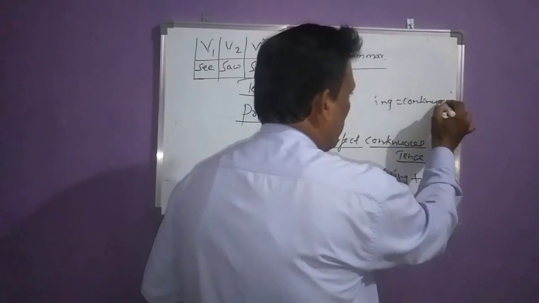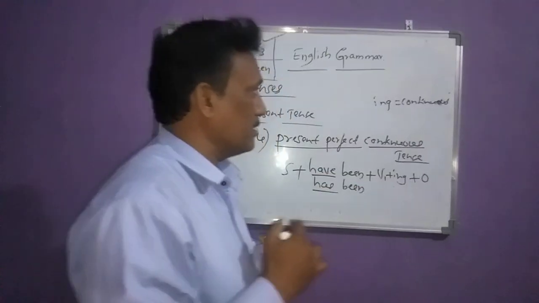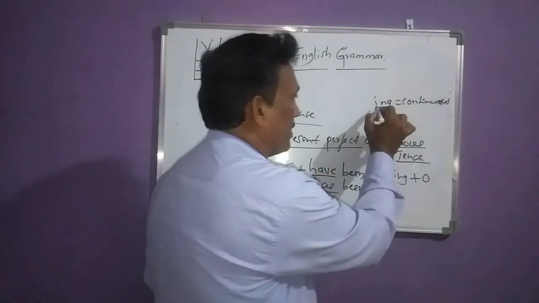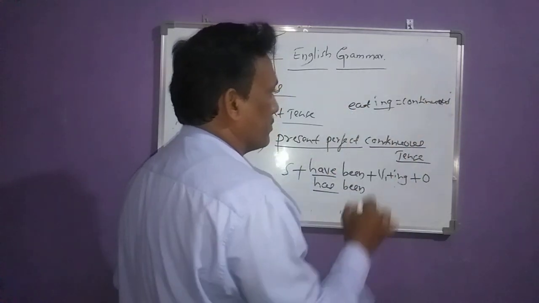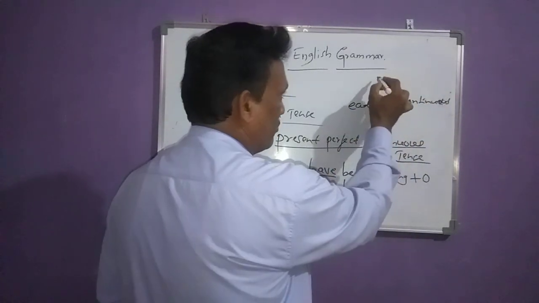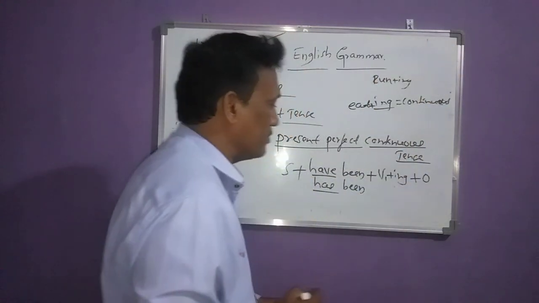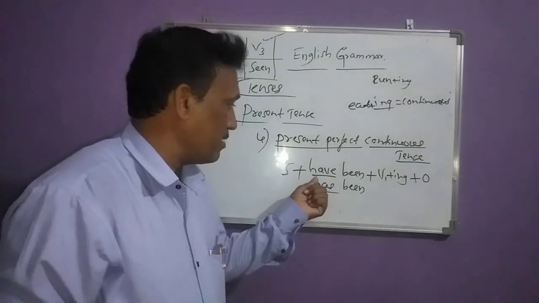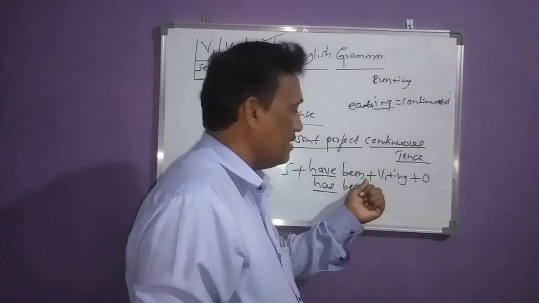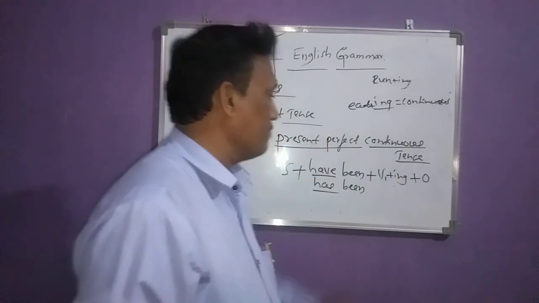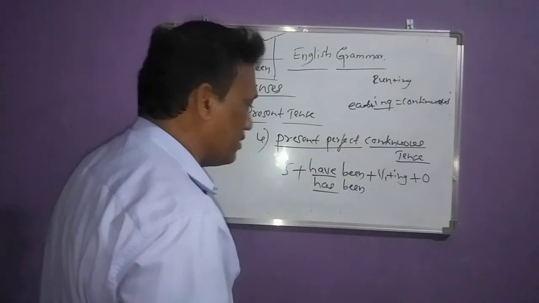So when your work is still running, still continuing, here you can use ing. Any verb plus ing. For example, eating, eat plus ing. Run plus ing. Anything you can use. So subject plus have or has been. Been is common. Have been or has been plus V1 plus ing plus object. You already know when have is used and when has will be used.